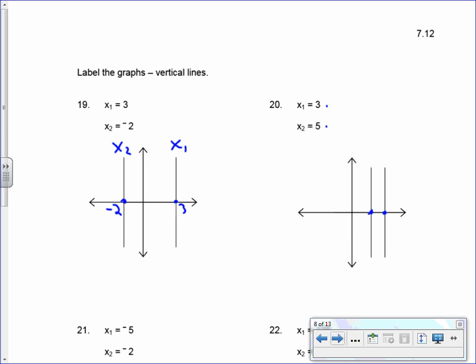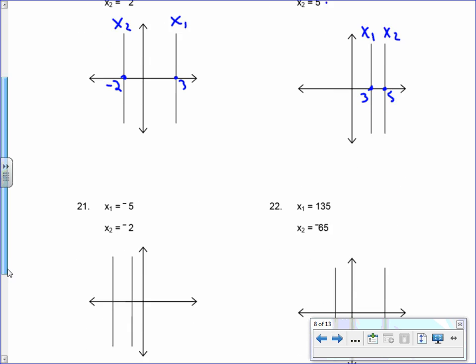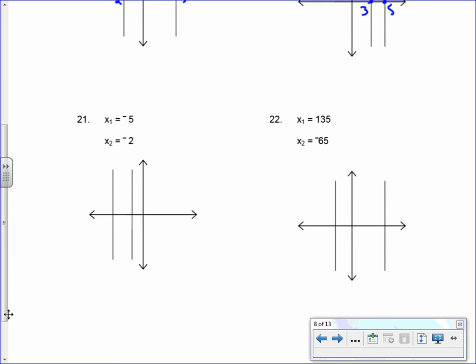Which one of those has to be 3? Which one has to be 5? The first one 3, the second one 5. So this is x1, x2. These are both negative, -2 and -5. If you start at the origin and you head this direction, you get to -2 before you get to -5. So this one is x2, this one is x1. And again, I love it when one of them is positive and one of them is negative, because those are the easiest ones to figure out. I don't have to think very hard.